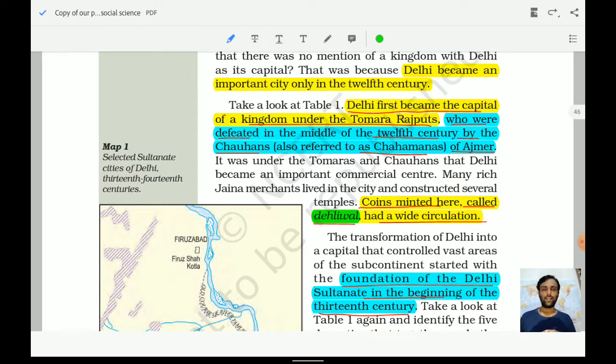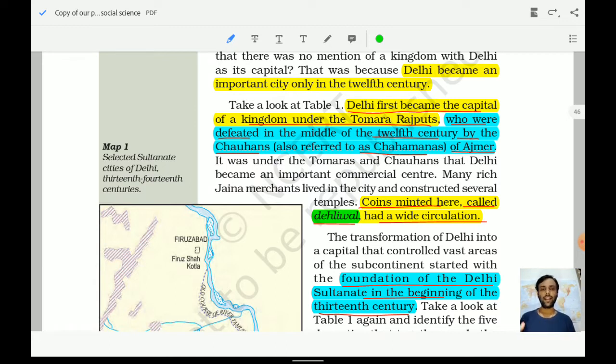So let us understand. The coins minted here were at that time called Dehliwals, and had wide circulation in the time when the Tomars and the Chahamanas were ruling. So these coins used to be called Dehliwal. I have already underlined it, and they were in wide circulation.